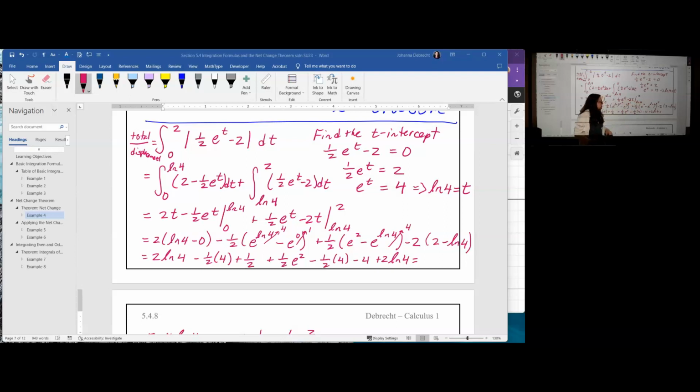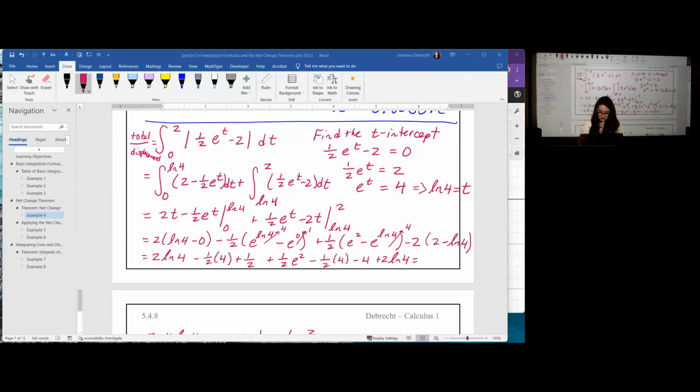The second one, you're going to factor out the 1/2 again and substitute the limits of integration in place of t in the exponential. This gives you e squared minus e to the natural log of 4, which is 4 again, resulting in 1/2 e squared minus 1/2 times 4. Finally, in the last term, you're going to factor off the minus 2 and then substitute the limits of integration in place of t. This gives us -2 times the quantity 2 minus natural log of 4, which gives us minus 4 plus 2 natural log of 4.